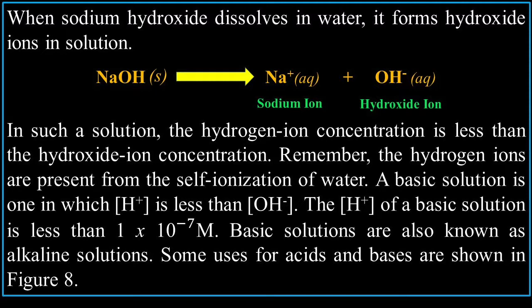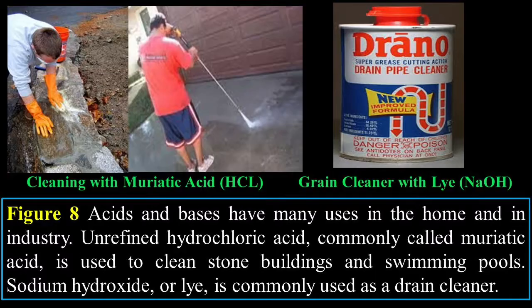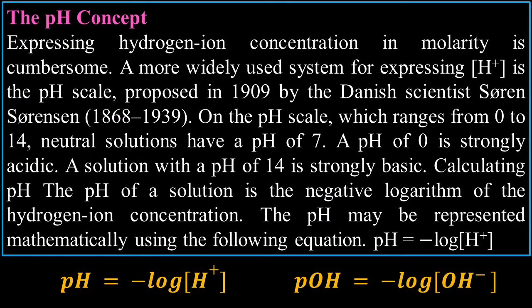Some uses for acids and bases are shown in Figure 8. Acids and bases have many uses in the home and in industry. Unrefined hydrochloric acid, commonly known as muriatic acid, is used to clean stone buildings and swimming pools. Sodium hydroxide, or lye, is commonly used as a drain cleaner.